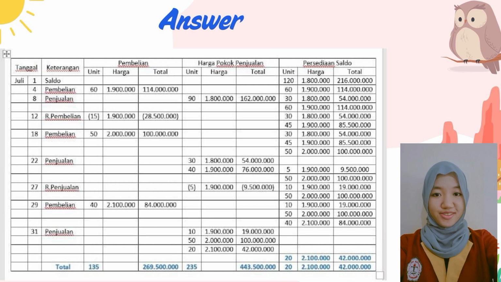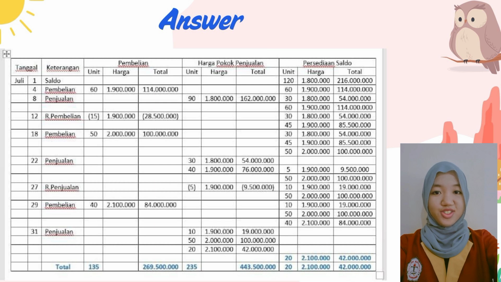1. Beginning balance, July 1st. Inventory, 120 units, 1,800,000 Indonesian rupiah. 2. Purchases, July 4th. Inventory added, 60 units, 1,900,000 Indonesian rupiah. Total inventory. 120 units, 1,800,000 Indonesian rupiah. 60 units, 1,900,000 Indonesian rupiah.